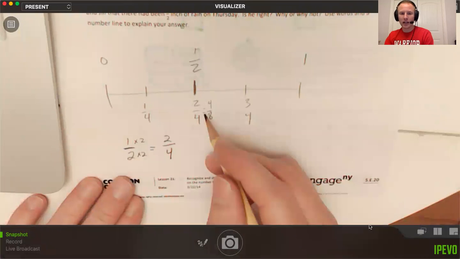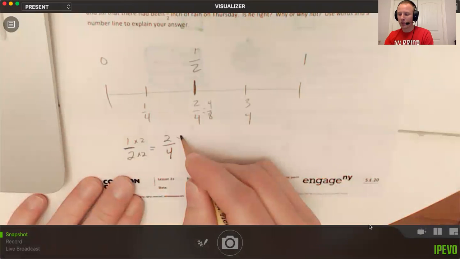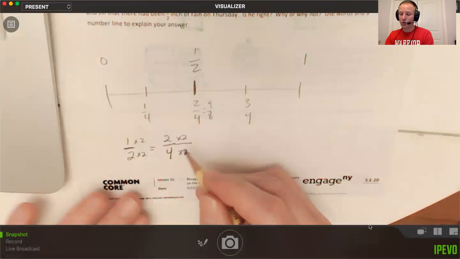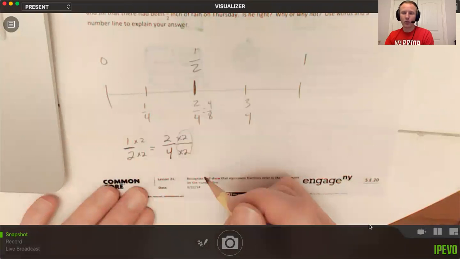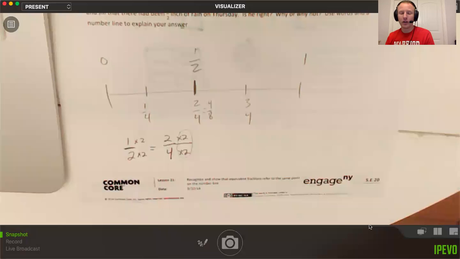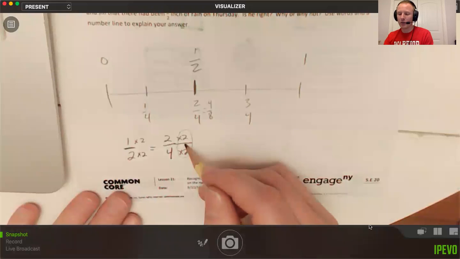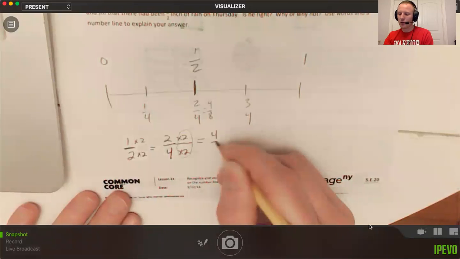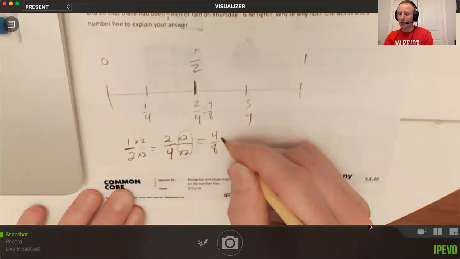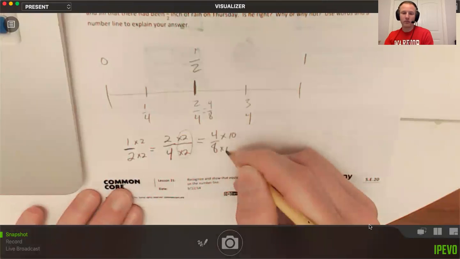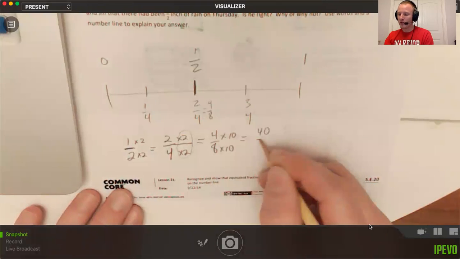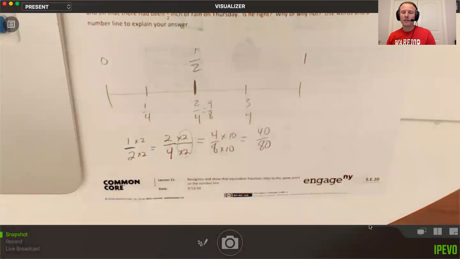Now, if I want to change that again, I can multiply the top by 2, but if I do that, I have to multiply the bottom by 2. The reason that's true is 2/2 is 1. So multiplying by 1, we know that keeps the same number. So I've really just multiplied by 1 here, but I'm just changing what the numerator and denominator are. That equals 4/8. I could go further. I could multiply that by 10 and this by 10 if I wanted to, and get 40/80. So that's sort of how it works.